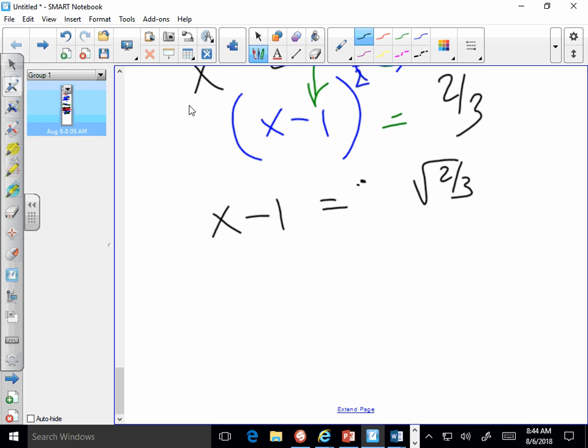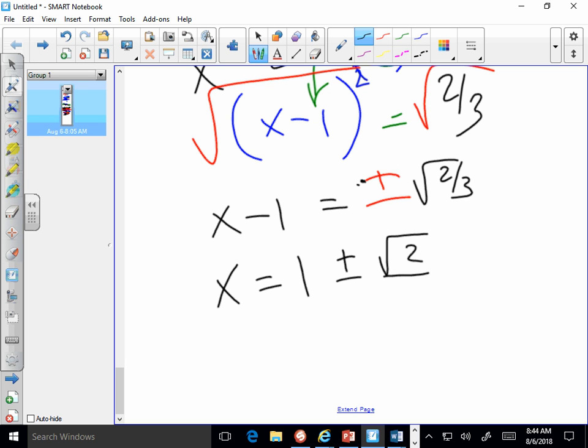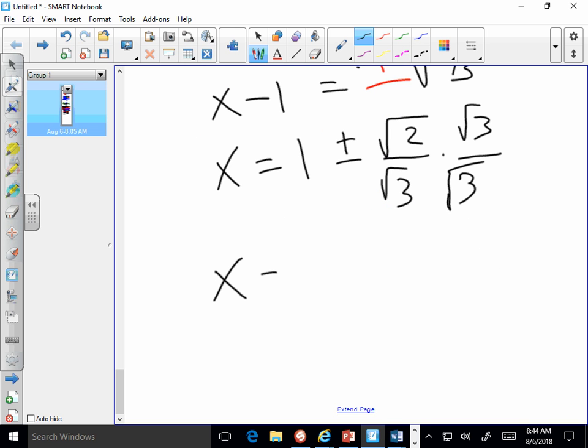Plus and minus. Remember, when you take the square root of both sides of an equation, you have to remember the plus or minus. Okay, so I'll add 1 to both sides, and I'll have x equals 1 plus or minus root 2 over root 3. And if I rationalize, I'll get x equals 1 plus or minus root 6 over 3. Great. Any questions about completing the square?